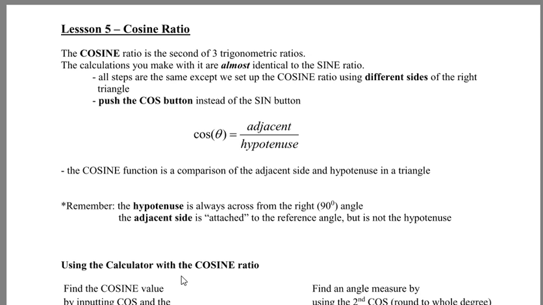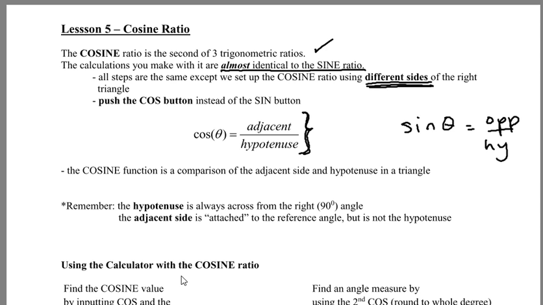And again, we're probably going to have to review what I just talked about, but that's okay. So this is page 19. The cosine ratio is the second of 3 trig ratios. Got that. It's almost identical to the sine ratio, and I just walked through those steps. Except now we're using different sides in our trig ratio. We're using adjacent and hypotenuse instead of opposite and hypotenuse, which is what sine is. And we're going to push the cosine button instead of the sine button.